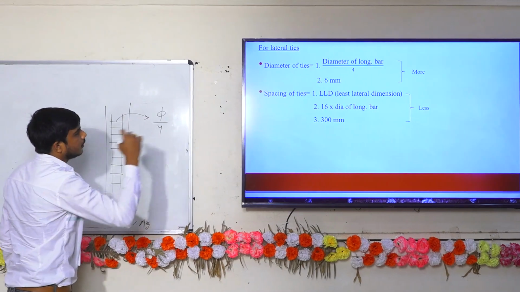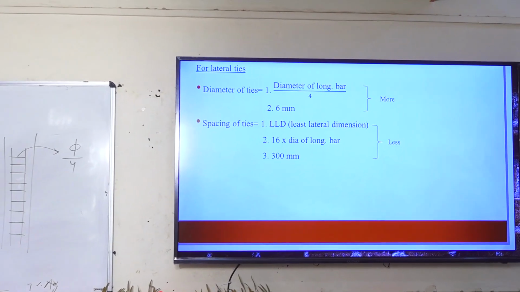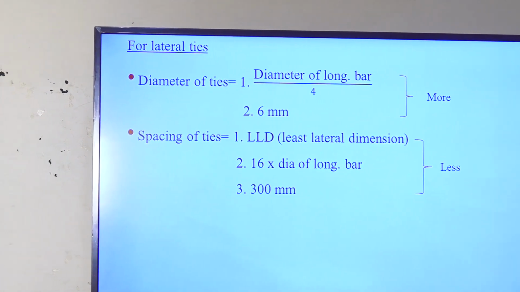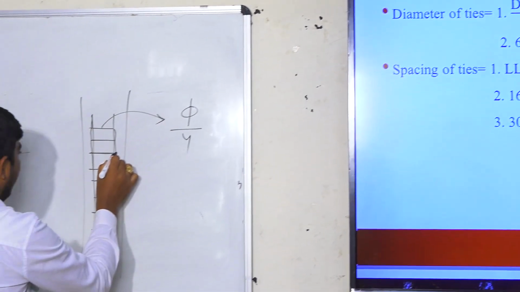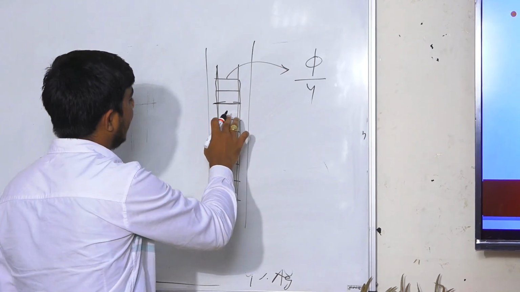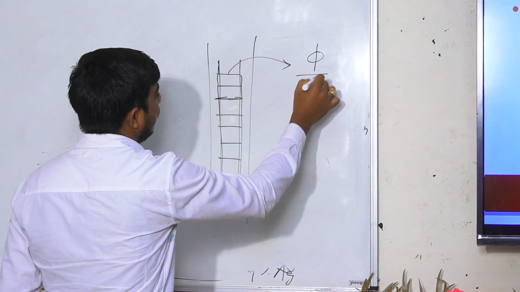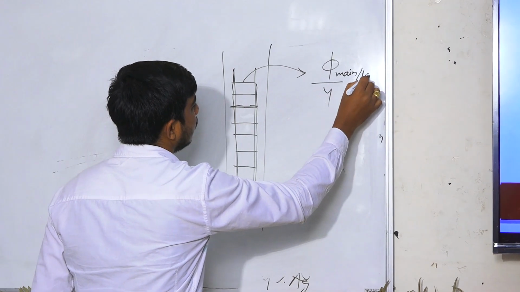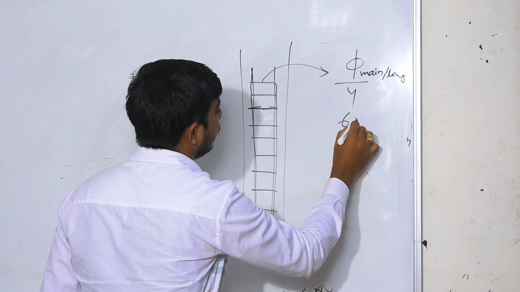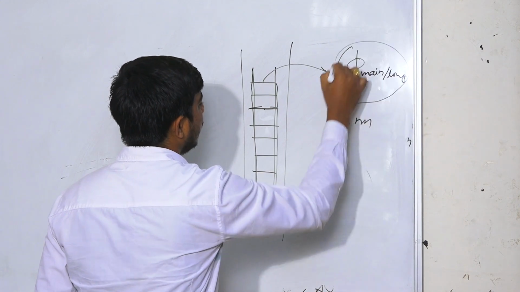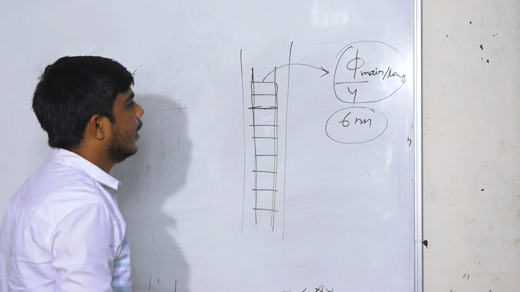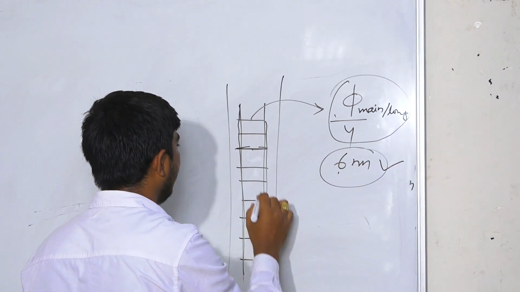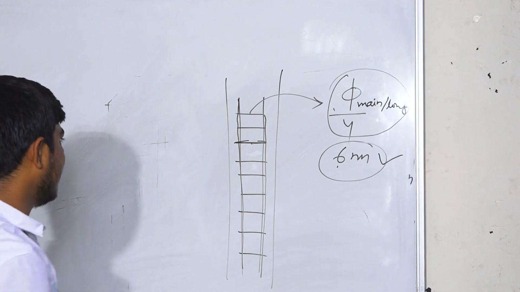dia by 4. Diameter of longitudinal bar by 4, meaning we are providing longitudinal reinforcement which has some size, so we have to tie this. What should be the size of this reinforcement? Diameter by 4, so this is the main reinforcement or longitudinal reinforcement by 4, or 6 mm. We will see whether this value is coming more or this value is coming more. Whichever comes more, that should be the minimum size of lateral tie.